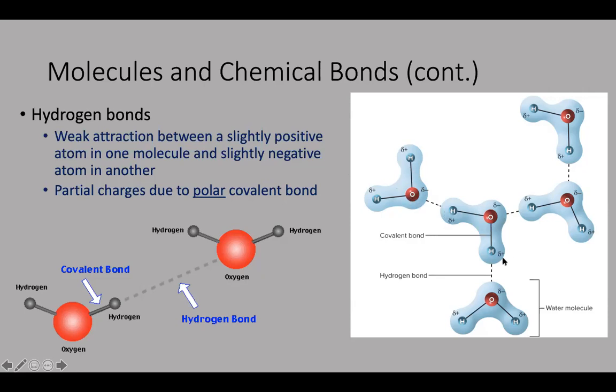If this were a different molecule in the middle here that was nonpolar, there would be no charge. So these would not be attracted to each other. So you have to have two molecules that have a polar covalent bond in order to have a hydrogen bond. You have to have that partial positive attracted to the partial negative of another molecule.